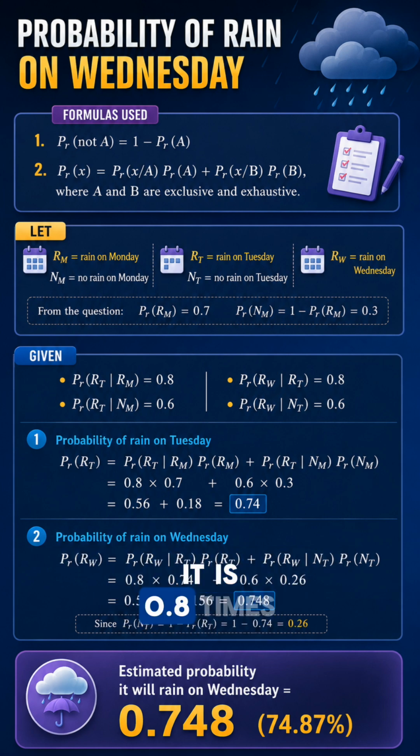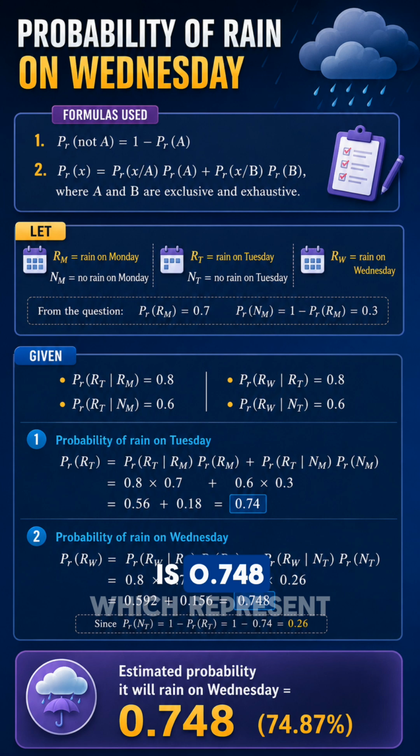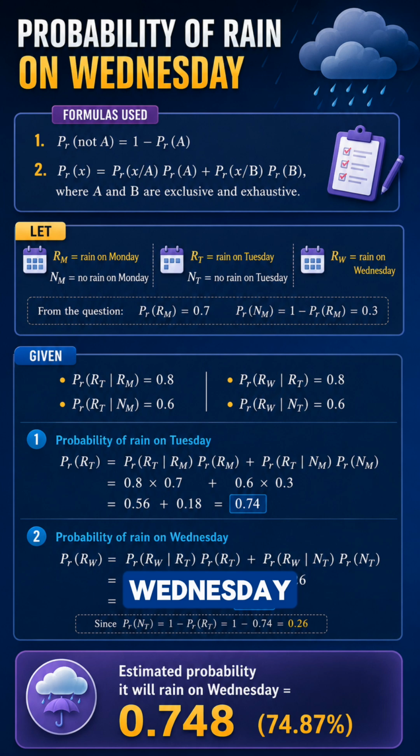It is 0.8 times 0.74 plus 0.6 times 0.26. Multiply and add, that's 0.592 plus 0.156. So the final answer is 0.748, which represents the probability that it will rain on Wednesday.